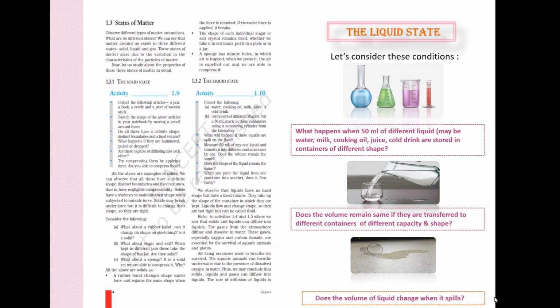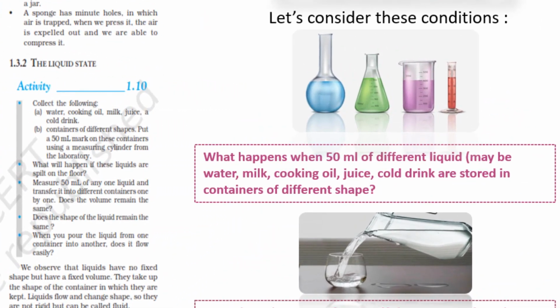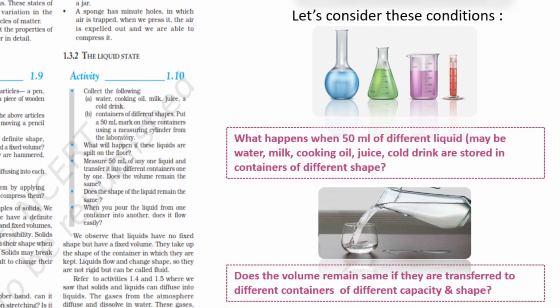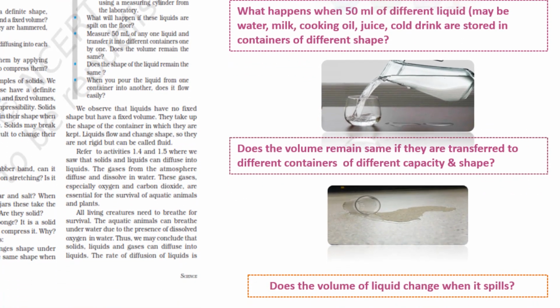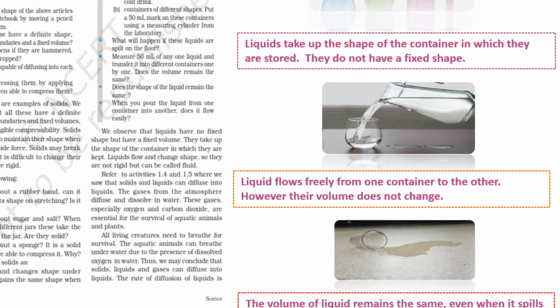Now let's consider activity 1.10. What happens when 50 milliliters of different liquids, maybe water, milk, cooking oil, juice, cold drink, are stored in containers of various shapes? Let us take the second example. Does the volume remain the same if a liquid is transferred to different containers of different capacity and shape? Third example, does the volume of a liquid change when it spills? Now let's see the answers one by one.